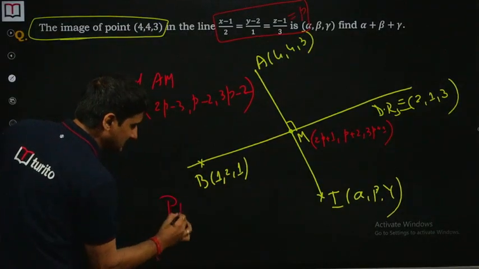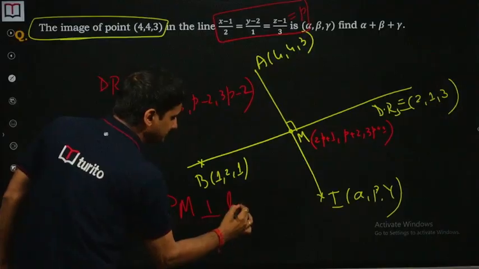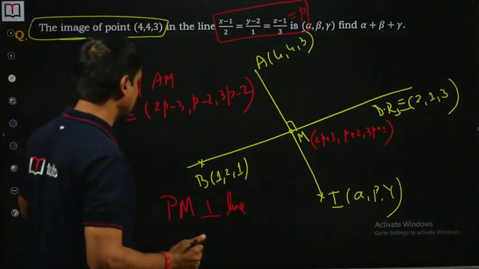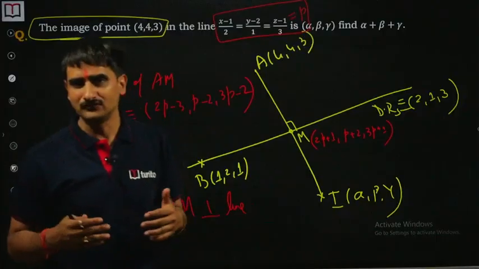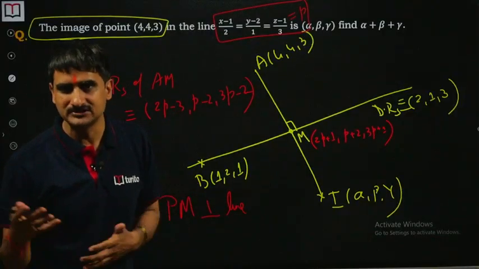So we know that PM is perpendicular to the line. Now two lines are perpendicular, what does that mean? The product of DRs, a1 a2 plus b1 b2 plus c1 c2, is 0.